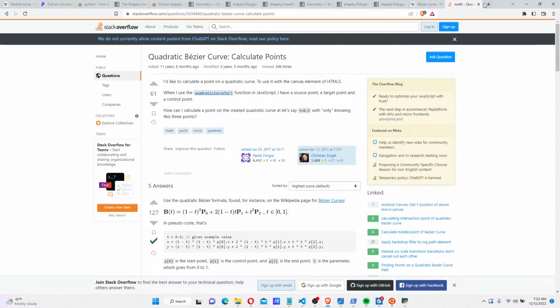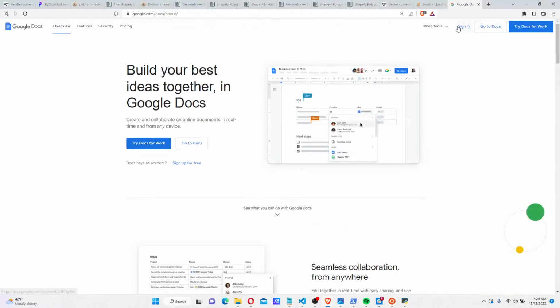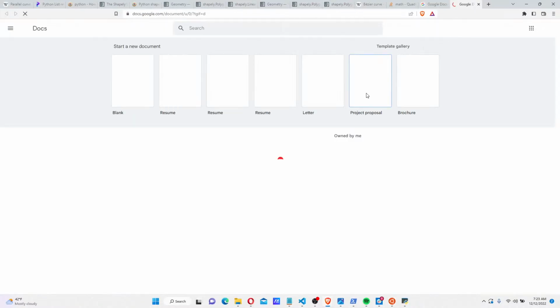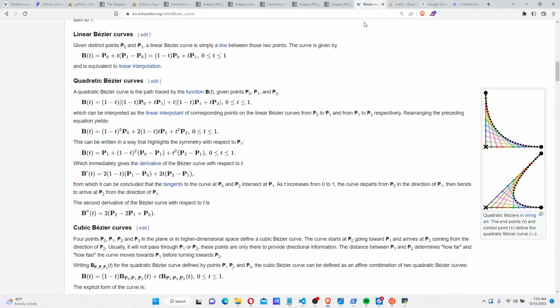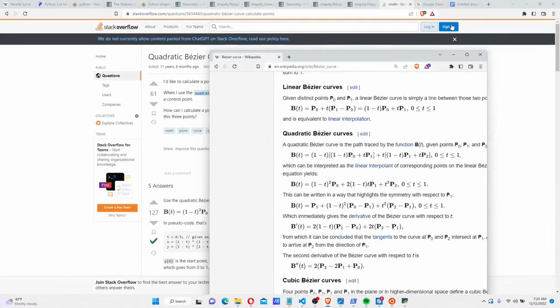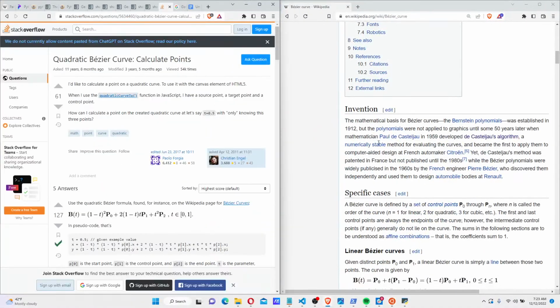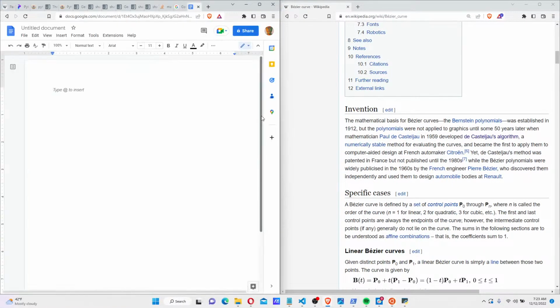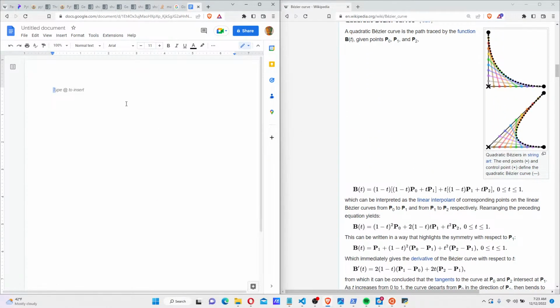So, I guess that we could go into Google Docs. Okay, now I'm gonna put this over here, that one over there. What's the quadratic Bezier look like?